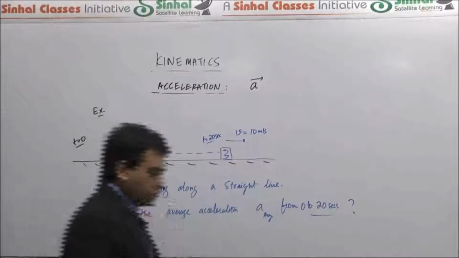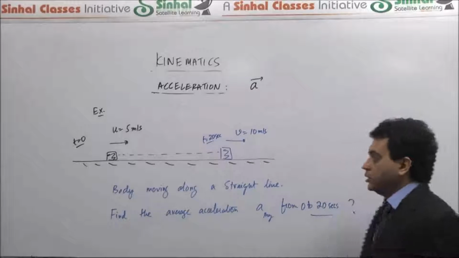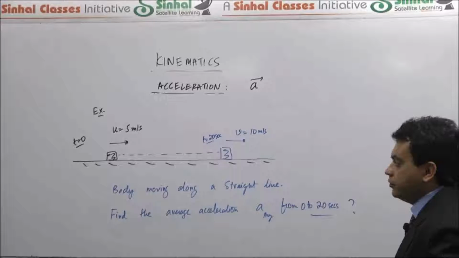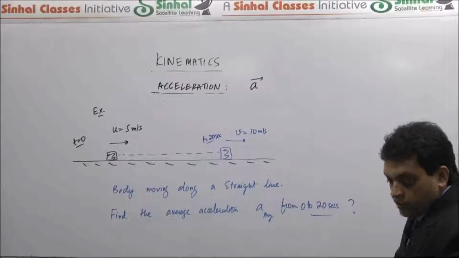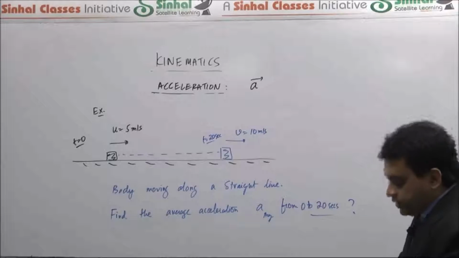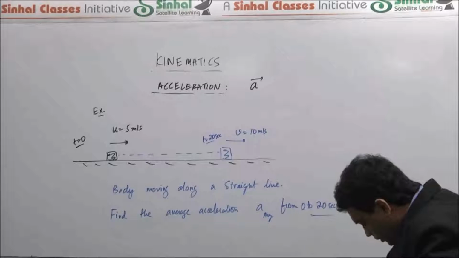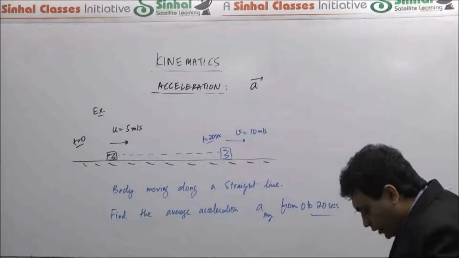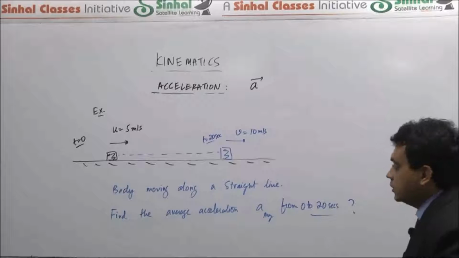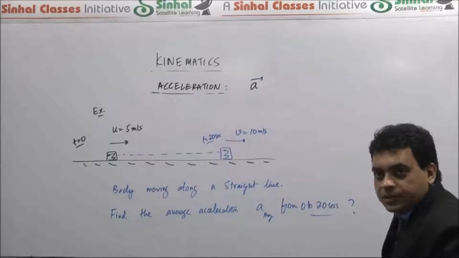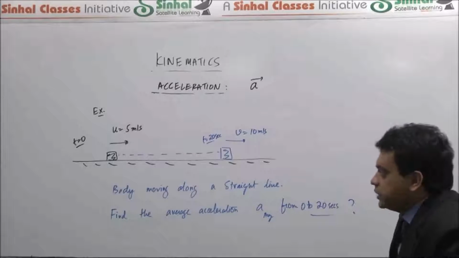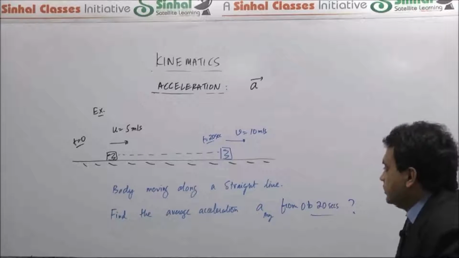So this was the situation of the body initially. At t equal to 0, it had a velocity of 5 meters per second along the positive x-axis, and while it does not change direction in this case, it continues to move along the positive x direction. Its velocity changes to 10 meters per second by the time the time is 20 seconds. So we want to calculate the average acceleration here.